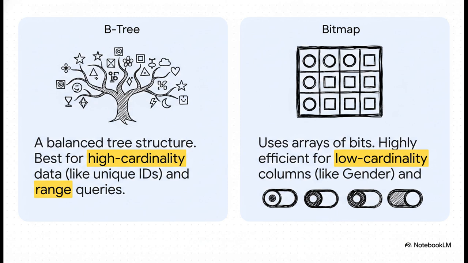Now, a huge part of getting speed is picking the right tool for the job, and in this case, I mean the right index. Your standard B-tree index is perfect for columns where the data is really unique, what we call high cardinality, like a user ID. But for columns that only have a few possible values, low cardinality data, like gender or a simple yes-no flag, a bitmap index is an absolute beast. It makes complex lookups on that data incredibly fast. Choosing the right one here is a total game changer for performance.